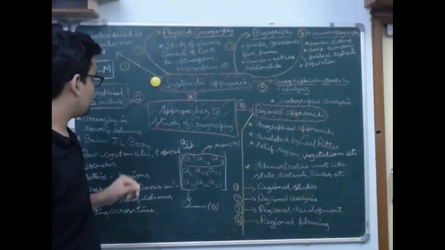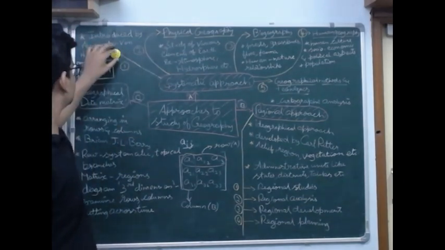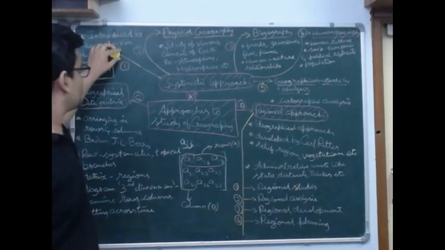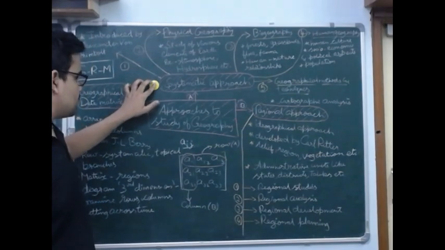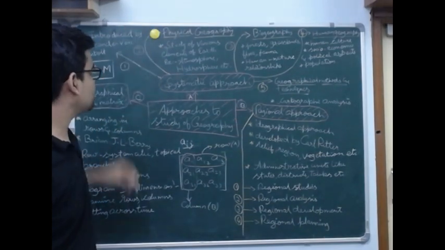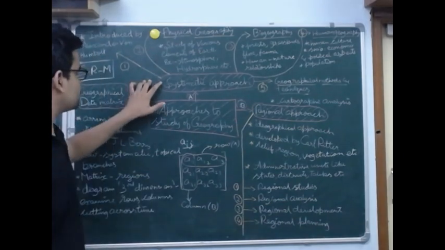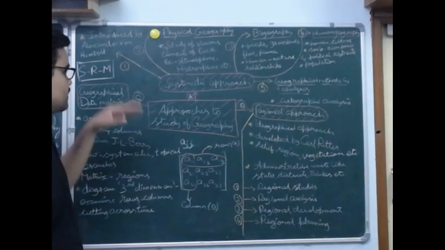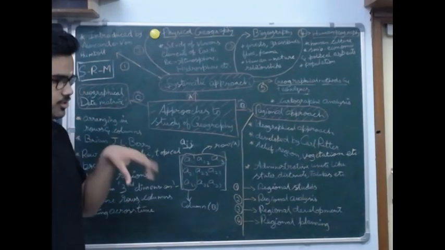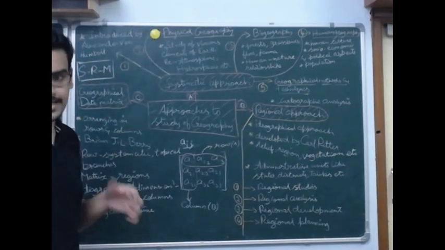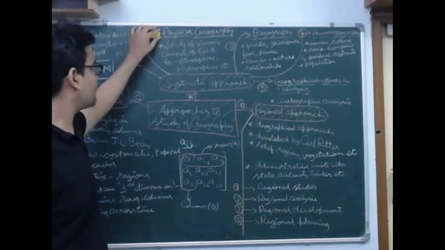First is the systematic approach. This approach was introduced by Alexander von Humboldt. There are four types of geography in the systematic approach. The first is physical geography. Physical geography is the study of various physical elements of Earth, like atmosphere, hydrosphere, oceans, land, mountains, glaciers, etc. Every physical aspect of the planet.